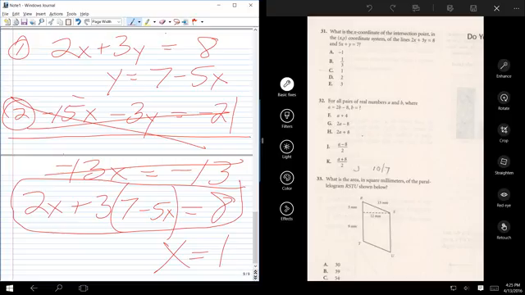But always remember that if the equations come in standard format, the easiest way to solve them is going to be by elimination. Okay.